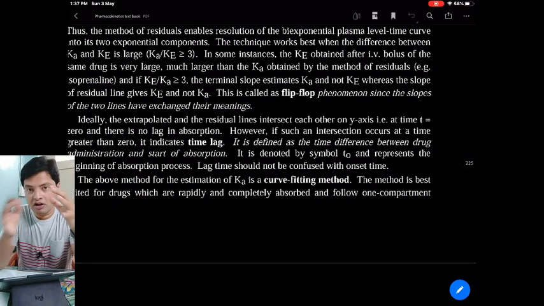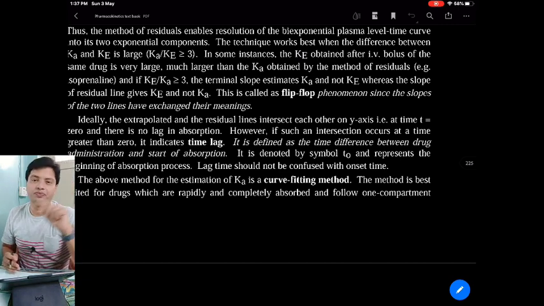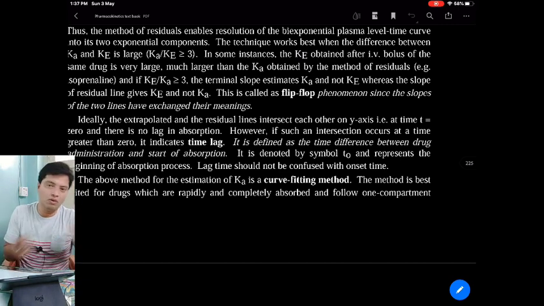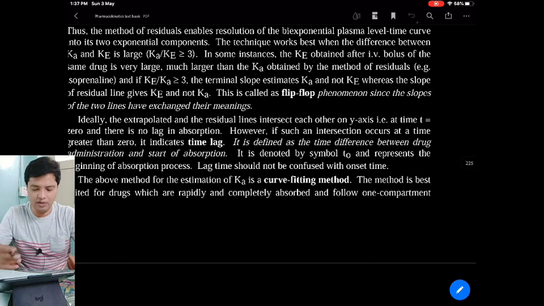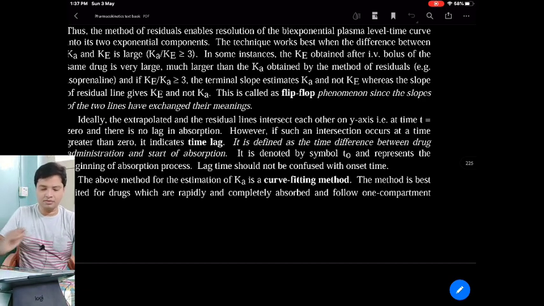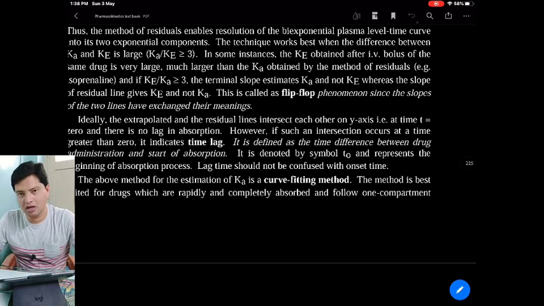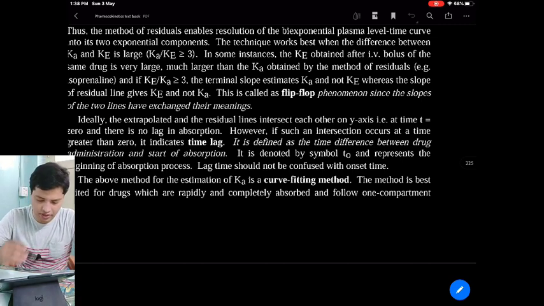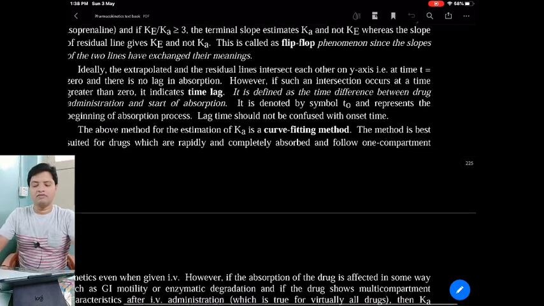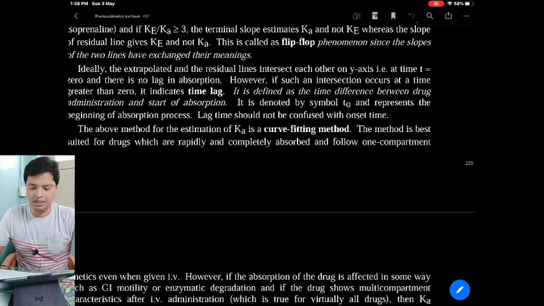If you're confused at this stage, just play back my video, go back and try to listen once again. You will get what I am trying to say. So, the lag time is defined as the difference between drug administration and the time of start of absorption. So lag time also you can calculate from the above curve. Okay, so the above method we call the curve fitting method.